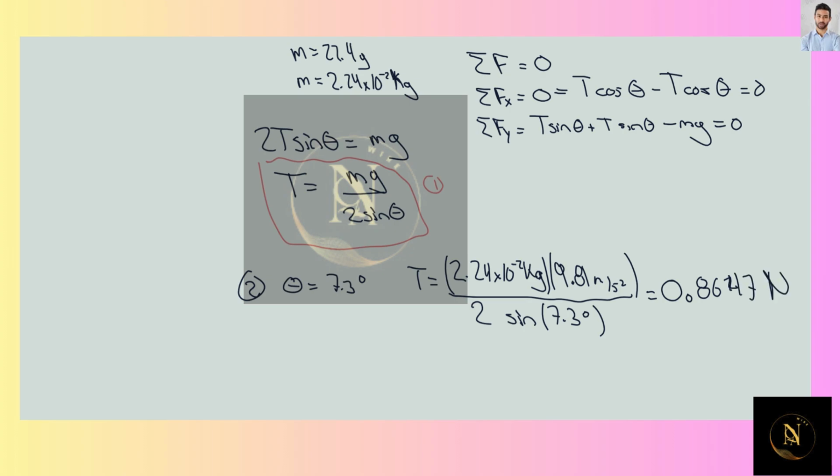newtons. And now for the second case, for theta equal to 1.4 degrees, the expression is going to be the same, but the value for tension is going to change. And the tension that we're going to find is going to be 4.497 newtons.